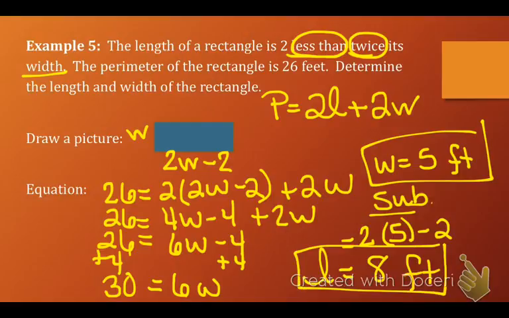So now I have the length and the width. Okay, you should now be able to answer the question, how do I solve equations with variables on one side of the equal sign?